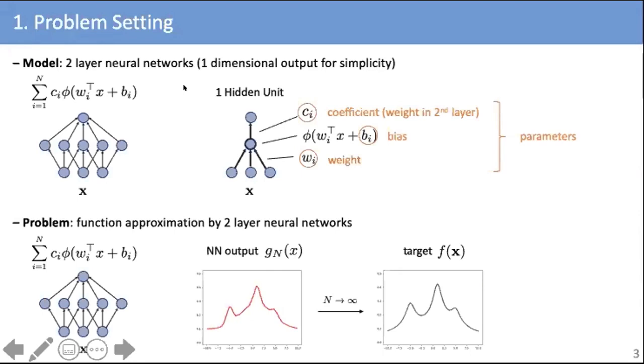The problem we want to think about here is function approximation by two-layer neural networks. Let's say this function f is given. Then for a given target function f, we want to construct a neural network G which approximates the target function f with high accuracy. And we also want to make sure that this neural network G actually converges to the target function f as the number of hidden units n goes to infinity. So this is the problem setting.